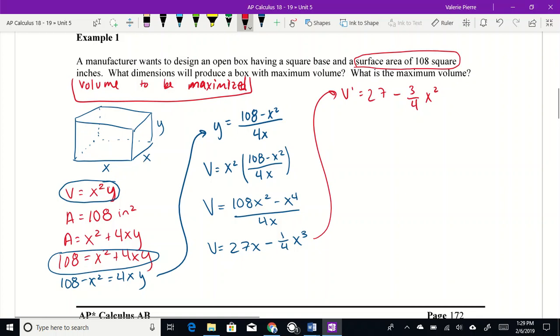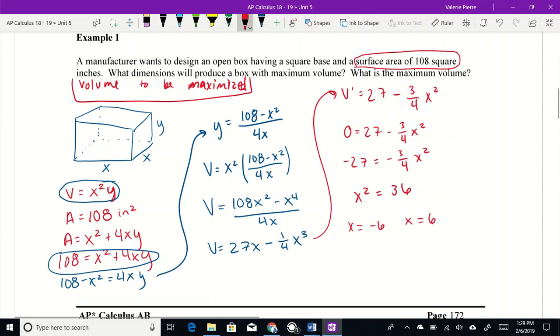So to do a sign analysis, I need to first figure out the critical numbers. So I'm going to set the derivative equal to 0 and solve for my x value. So negative 27 equals negative 3/4 x squared. Divide both sides by negative 3/4. I get x squared equals 36. Take the square root of that. x is equal to negative 6. x is equal to 6.